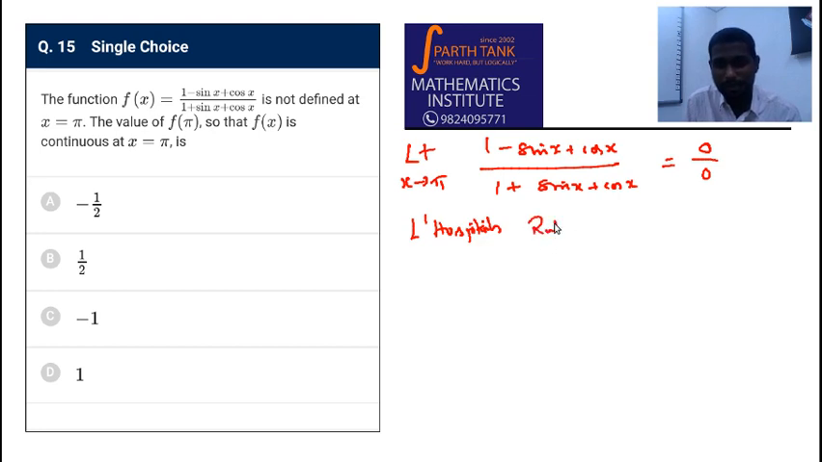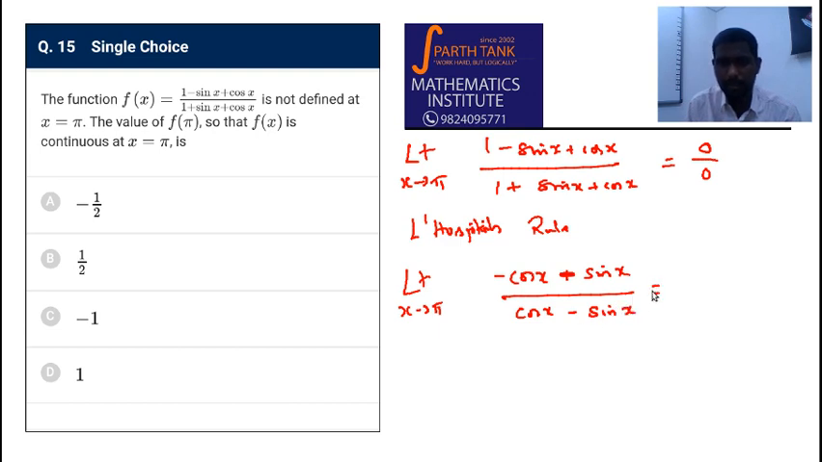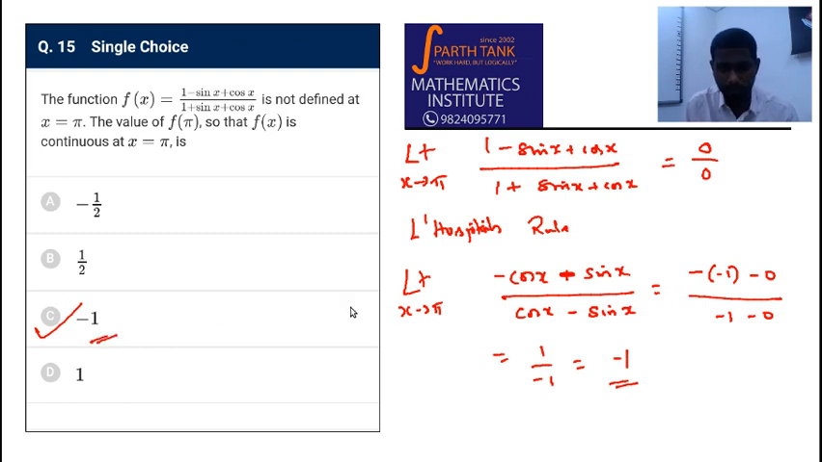L'Hospital's rule says differentiate the numerator, differentiate the denominator, and then apply the limit. So differentiating the numerator I get minus cos x minus sin x, divided by the derivative of the denominator, plus cos x minus sin x. Now applying the limit I get minus of minus 1 minus 0 by minus 1 minus 0, or 1 by minus 1, which is minus 1. So if f of pi is minus 1, then the function will be continuous because the limit is minus 1. Okay.